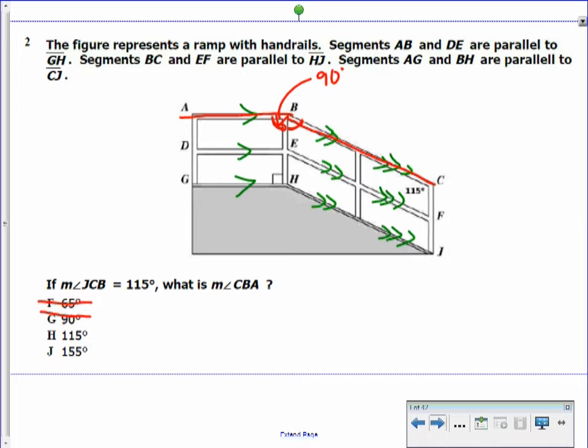So if I look, well, let's see. I know that I have 115 over here. If I look at the guy right next door to it, the same side interior, those two are going to have to add up to what? 180. So 180 minus 115 is 65. And so that means that this guy here is 65. What's this guy over here going to be? 115. So they make a linear pair there, so they have to equal 180. Which means that this guy here is going to be 65, because that has to equal 180 as well.